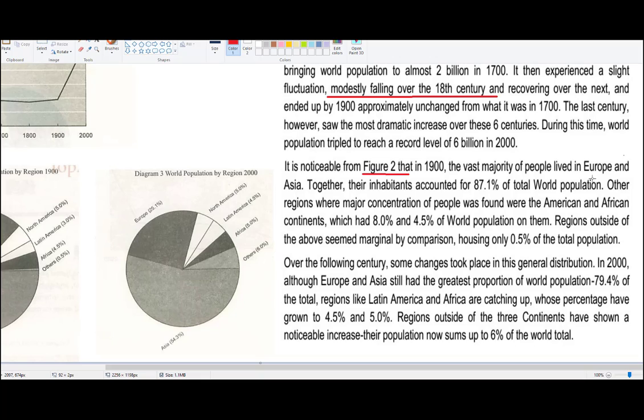Okay. So basically, we've got the information grouped into 3 categories. Asia and Europe are put together, and America and Africa, and then all the others. And then here, Europe and Asia are still one group. Regions like America and Africa are catching up.